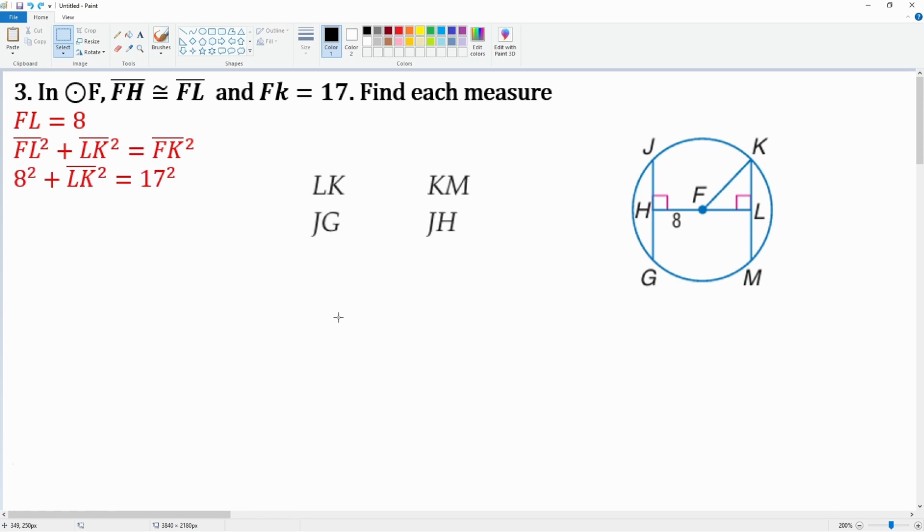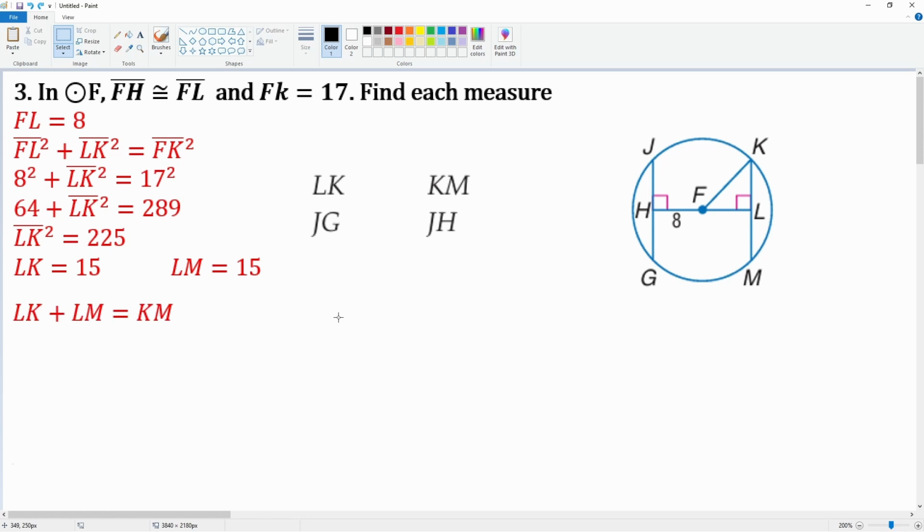The hypotenuse is 17 squared, 17 was given. 64 is 8 squared, 17 squared is 289, right? Minus 64 to both sides, square root, you get LK equals 15. LK is 15, therefore LM also has to be 15 because those parts are going to be congruent.